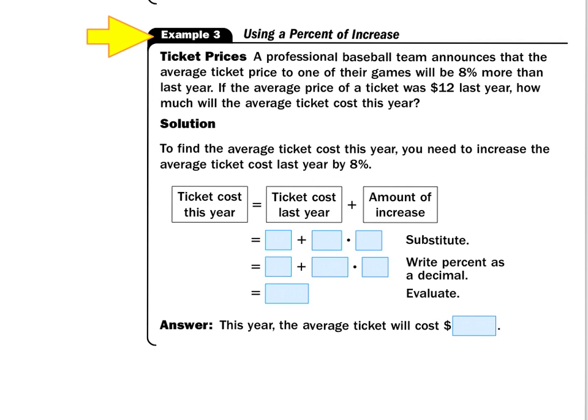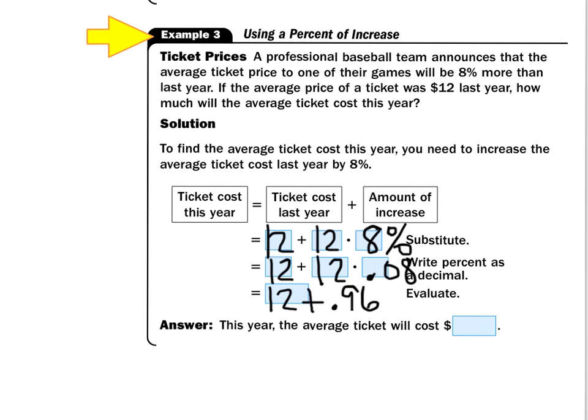So that would give us, I don't know what happened to my numbers here. Okay, so that would give us 12 plus 12 times the 8%. And so that would be 12 plus 12 times 0.08. And then, so that would give us 12 plus 96 cents, and that would give us a new price of $12.96.